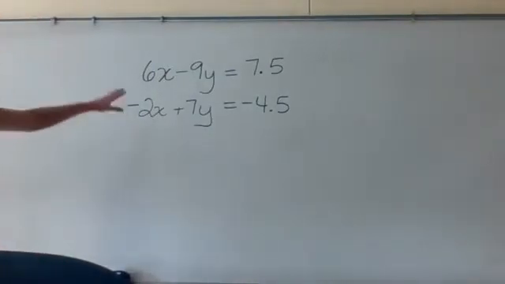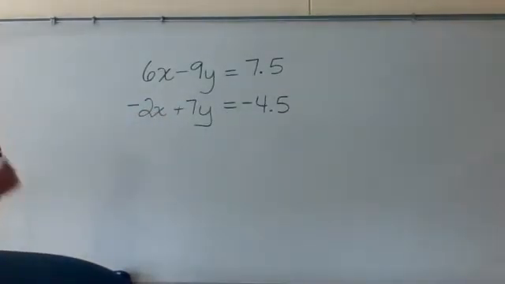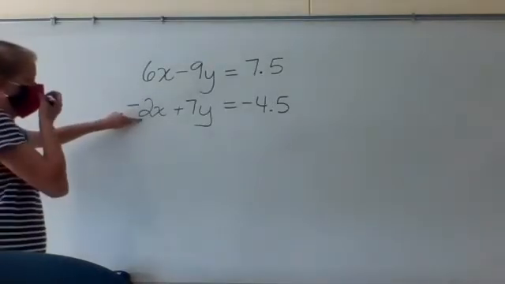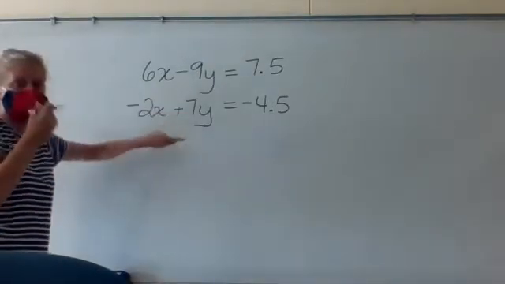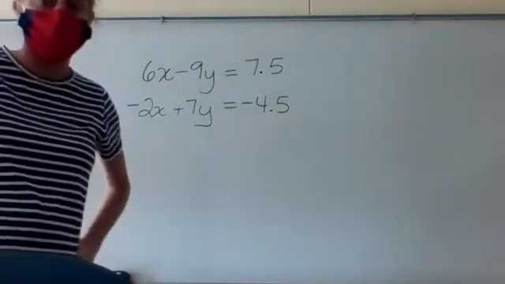So now my x's line up, my y's line up. If I add my x's together, they wouldn't cancel, and if I add my y's together, they wouldn't cancel. So now I've got to mess with either one, sometimes both of the equations.